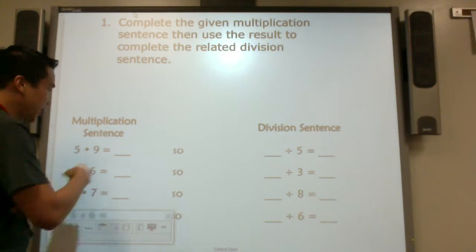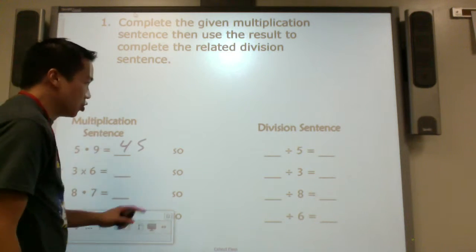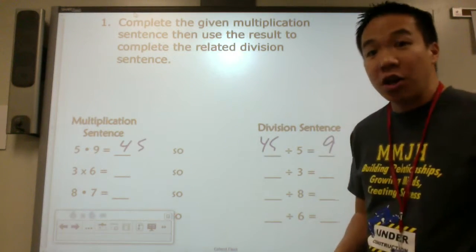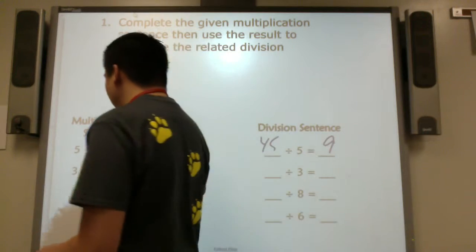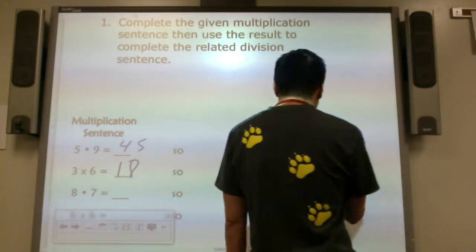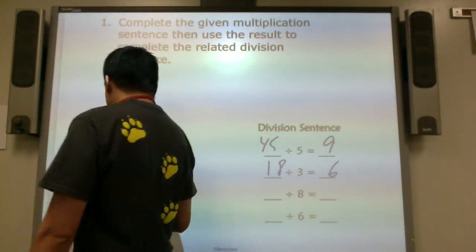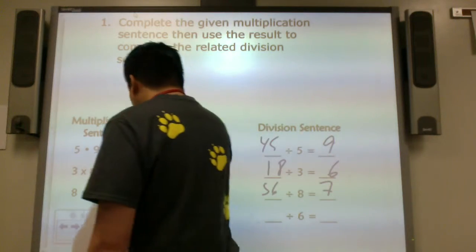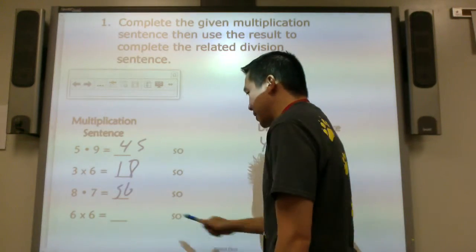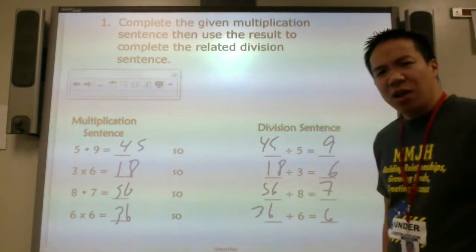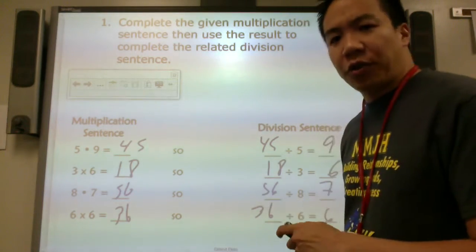5 times 9 is 45. So 45 divided by 5 is 9. That's a division sentence. Do you remember something about fact families in 3rd grade? Fact families. 3 times 6 is 18, so 18 divided by 3 is 6. 8 times 7 is 56, so 56 divided by 8 is 7. And 6 times 6 is 36, so 36 divided by 6 is 6. Pretty good so far. You learned this in 3rd and 4th grade.